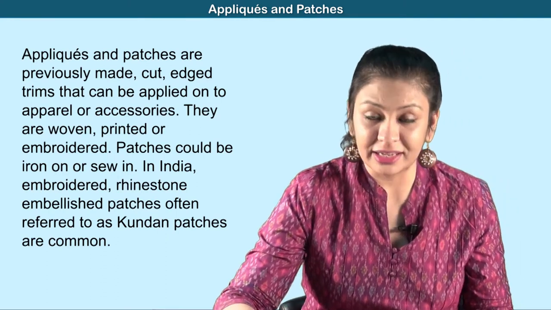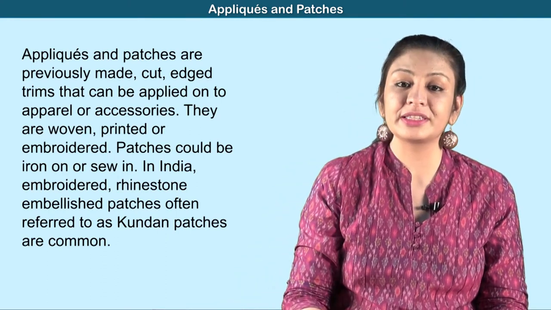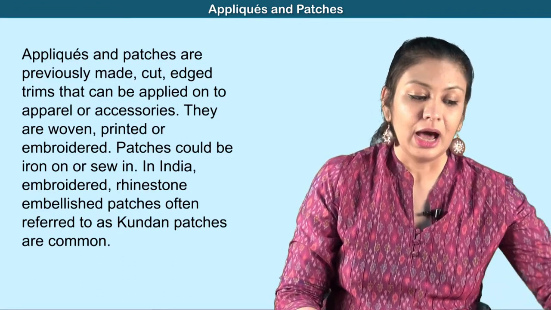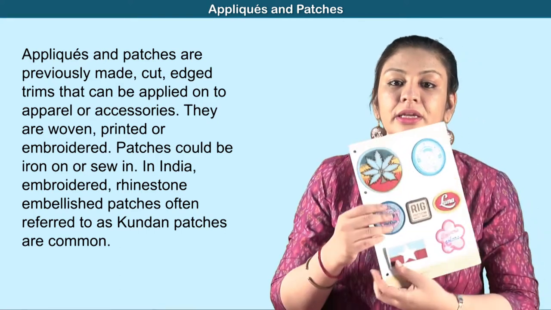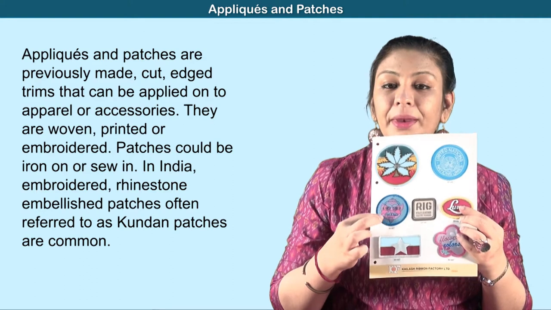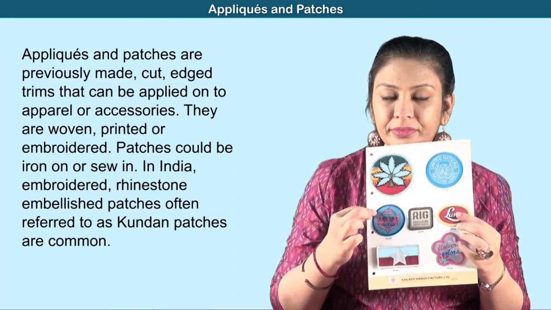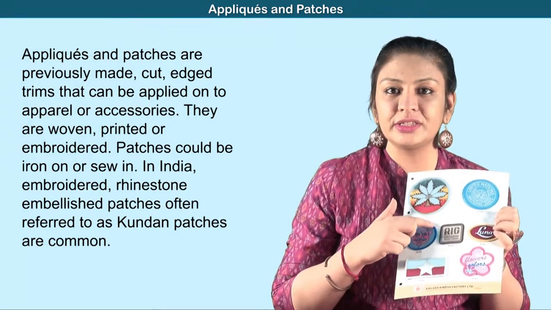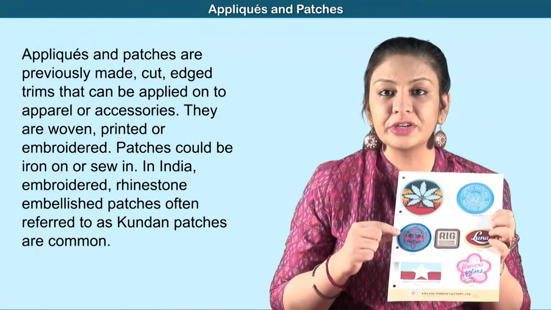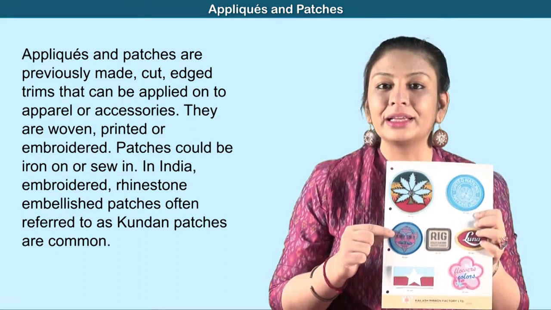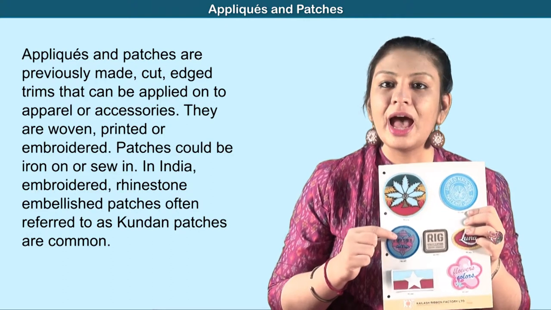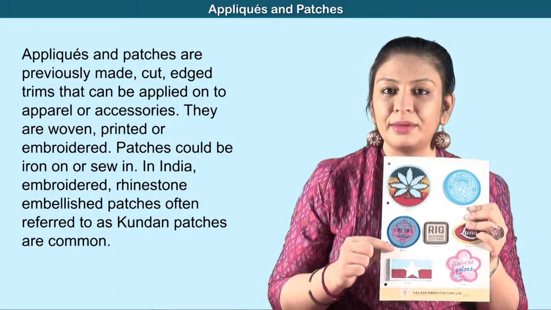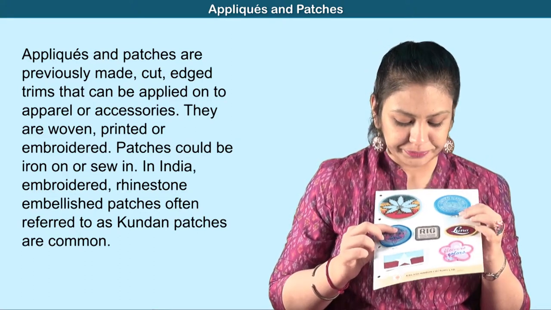The next big category of trim that we are going to discuss is that of applique and patches. Appliques are previously made, cut, edged trims that can be applied onto an apparel or accessory. Mostly, you will identify them with an edge finishing such as this. You can also create your own appliques by cutting pieces of fabric and sewing them onto another piece of fabric or leather using hemming stitches or buttonhole stitches.